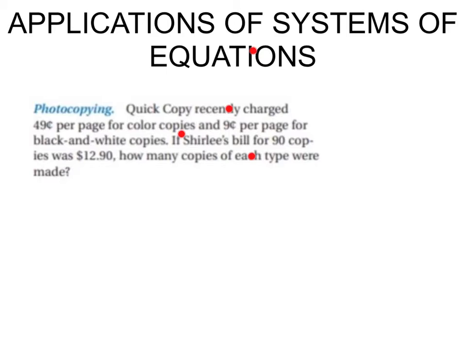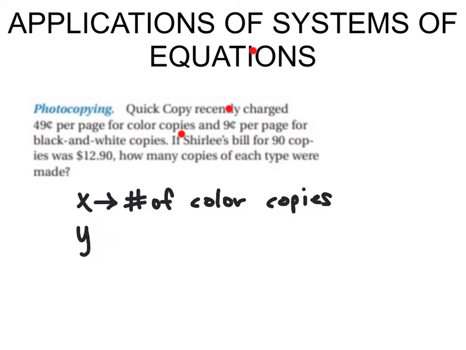So let's look at what the question is asking us, because one thing that we need to do is develop our variables. How many copies of each type were made? So I'm going to let x represent the number of color copies. And then I'm going to let y represent the number of black and white copies. I'm just creating this. A lot of the stuff with systems is that you have to look at the situation and create these things.